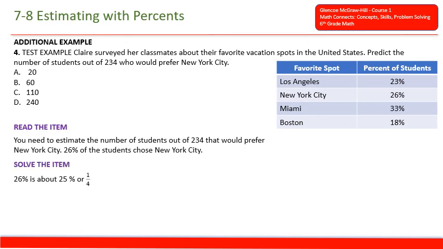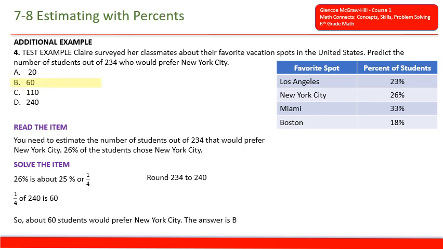Solve the item. 26% is about 25%, or 1/4. And we'll round 234 to 240 so that it's easily divisible by 4. 1/4 of 240 is 60. So about 60 students would prefer New York City.